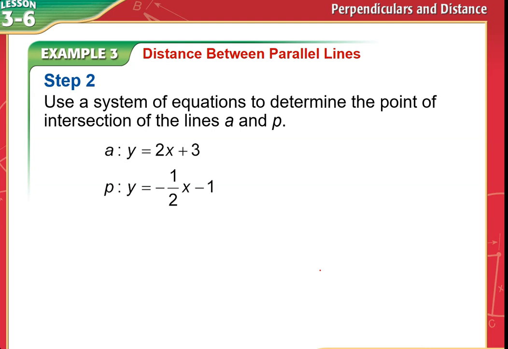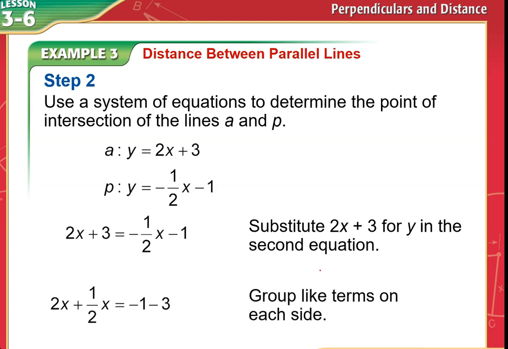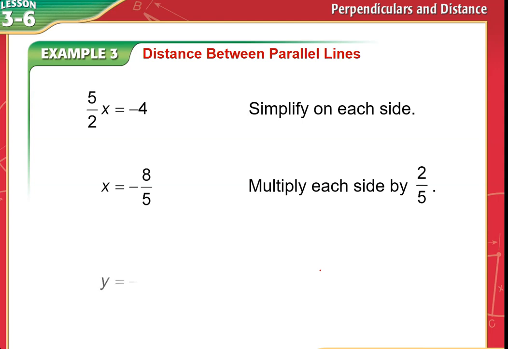If you notice this time, if you add the equations, nothing cancels. Unless we double the bottom equation, we could try that, and we'd get 2y. Let's see what we're going to try here. Okay, so we're going to substitute. We're just going to take the route that I did on the first example and substitute 2x plus 3 in for the y in the second equation. And then we're going to add half an x and subtract 3 and then divide. And we end up simplifying, and we end up with x equals negative 8/5 by multiplying each side by 2/5.